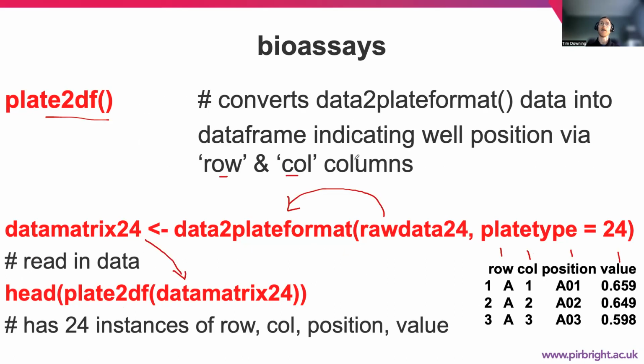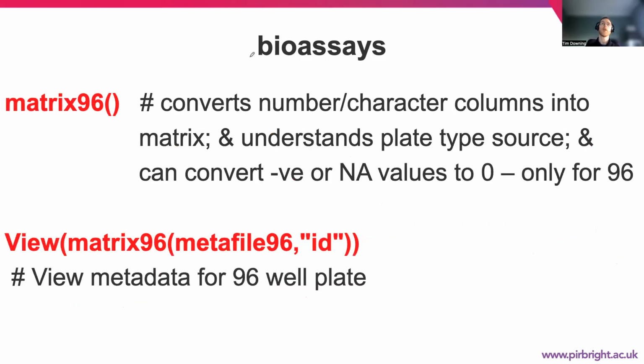Then we have a function known as matrix_96, which converts number of character columns into a matrix. It understands the plate type and source and can convert negative or NA values to 0. However, you should note that it's only available for 96 well plates. It's not available for the other plate sizes.